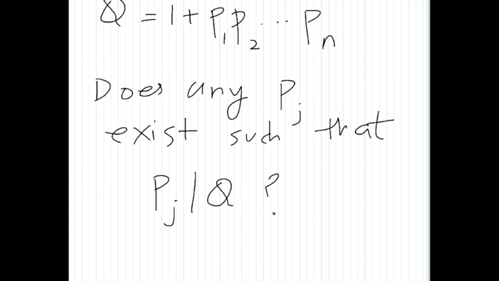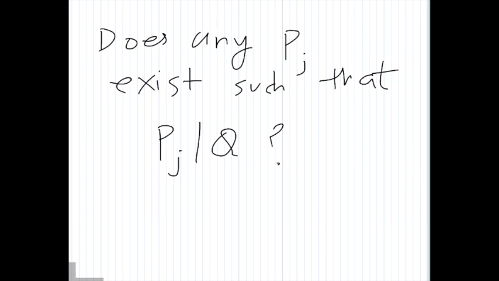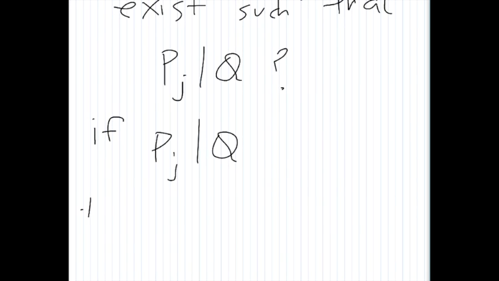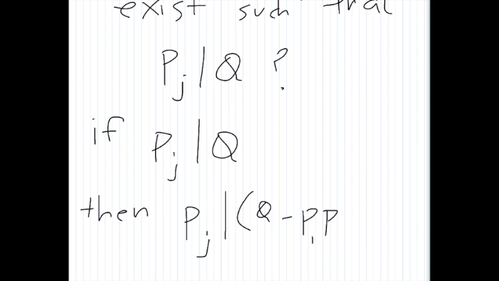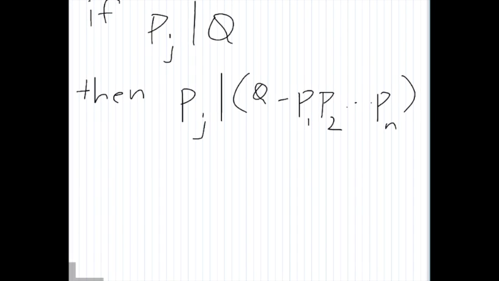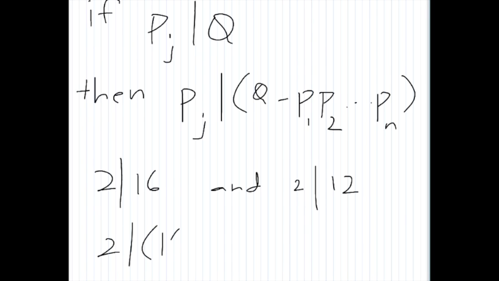Now note that if pj divides q, then pj should divide q minus the product. Okay, let's see an example. Let's say that 2 divides 16 and 2 divides 12. Then 2 would divide the difference as well.